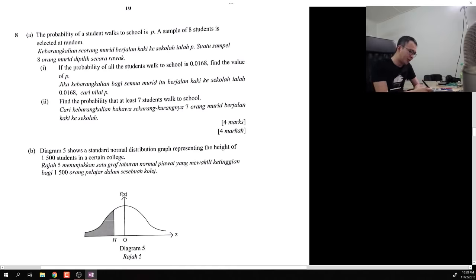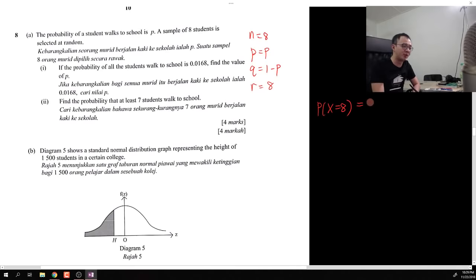Alright, so from here, I will assume that N is equal to 8 because the sample space is 8 students. They want all the students to walk to school, so I will assume that P is the probability a student walks to school. Q is just 1 minus P, as usual. So in this case, r will be 8 because they want all the students to walk to school. So therefore, I will do something like this, when X equals 8, then I will apply the formula.